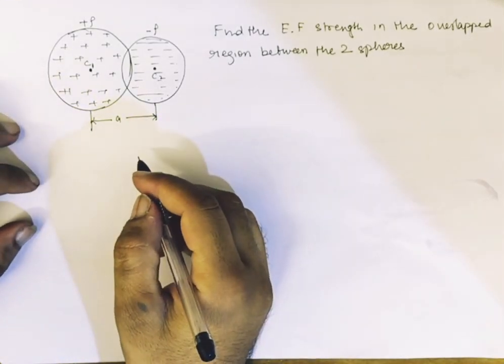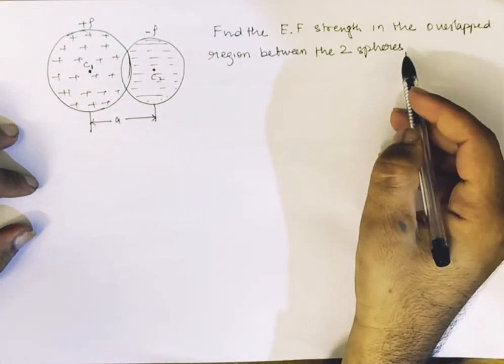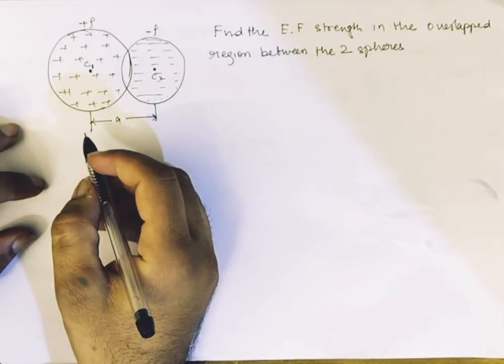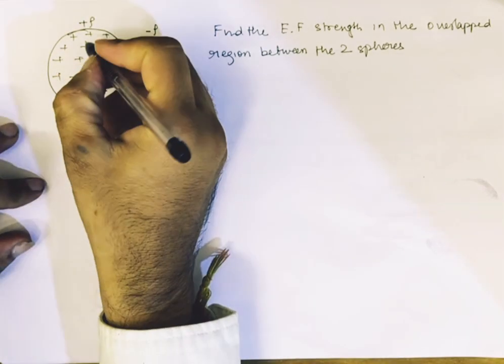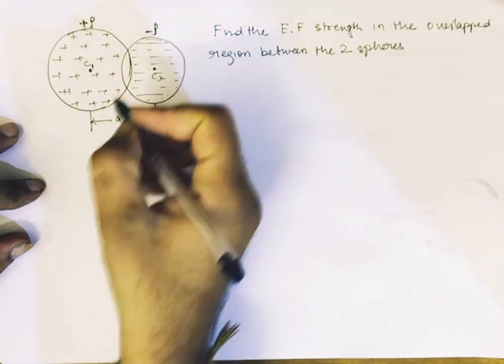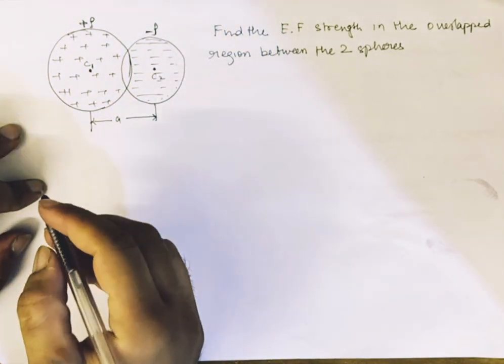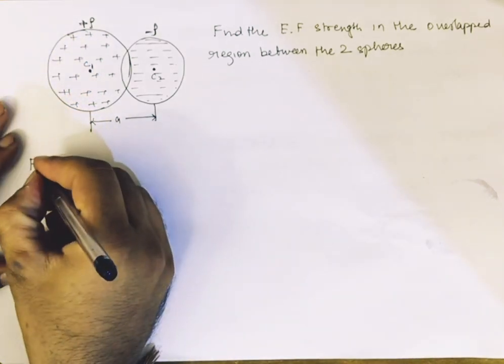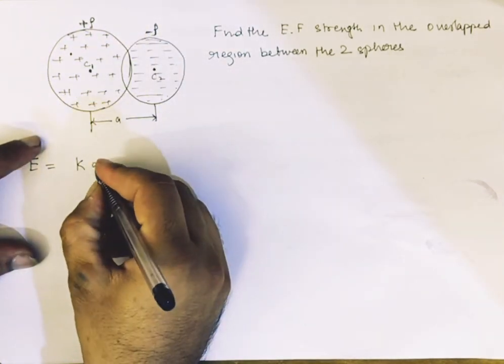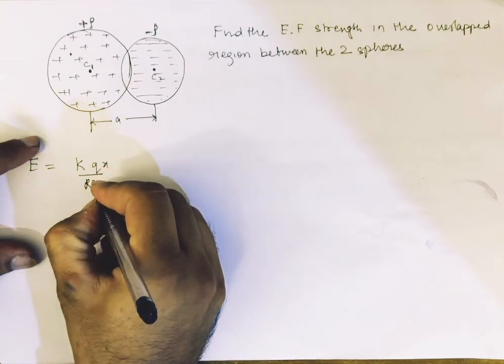Find the electric field in the overlapped region between the two spheres. Now let's find out. First, we should know how to write the field for a positive charge density and a negative charge density. We should remember the formula in terms of rho. So I'll formulate it. We know that anywhere inside, the formula is kqx by r cube.